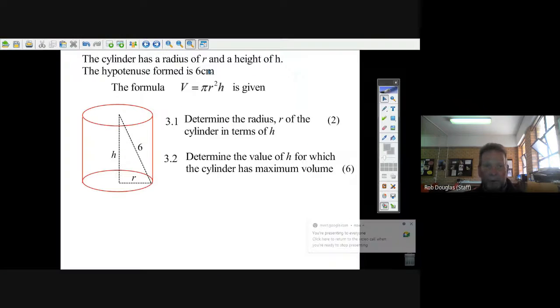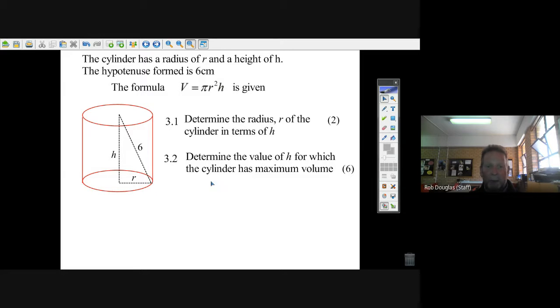Okay, we're going to look at this question here. It's about a maximum minimum question, an optimization question, they say sometimes. This is a cylinder. It's got a radius of r, so from the center of the cylinder, it's got a height, we don't know, of h, but the distance from the top, from the center to the outside here, that's a right angled triangle because height is perpendicular. That hypotenuse in the picture is 6 centimeters.